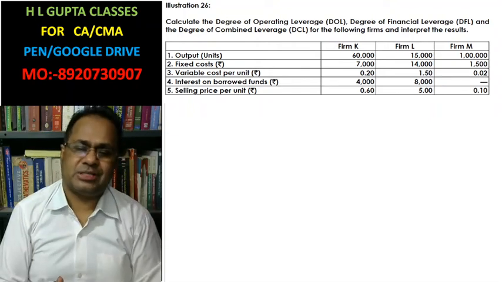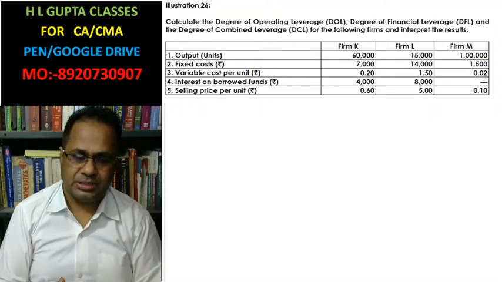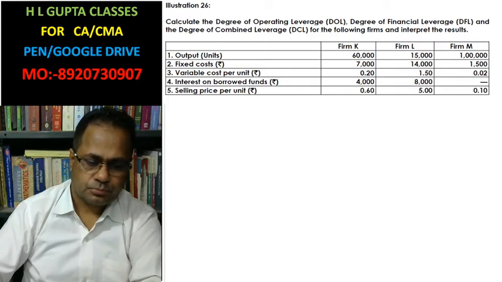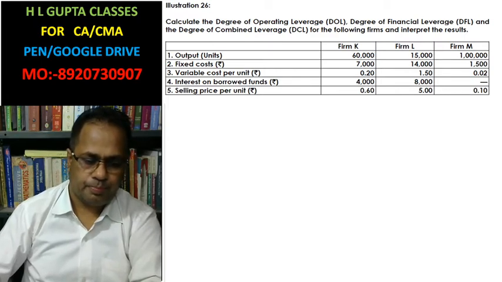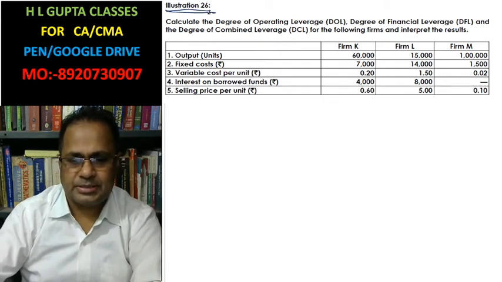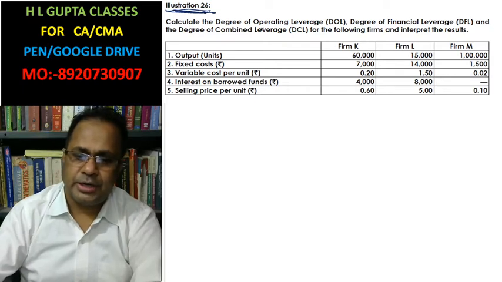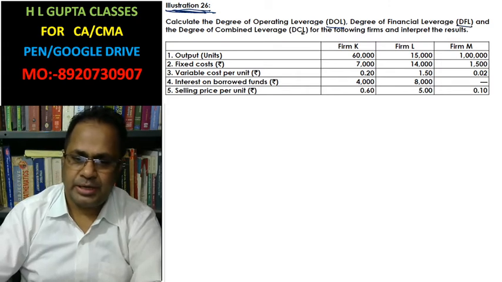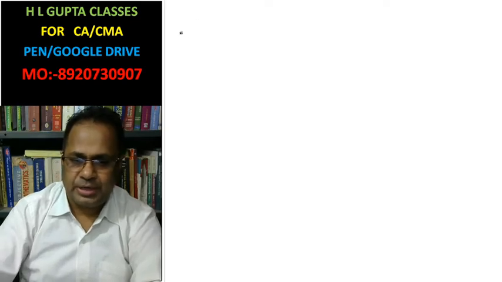Hello friends, I am going to start illustration number 26 of leverage analysis, CMA Inter Group 2nd Financial Management. Please read the question here. Illustration number 26: Calculate the degree of operating leverage, degree of financial leverage, and degree of combined leverage for the following firms and interpret the results.